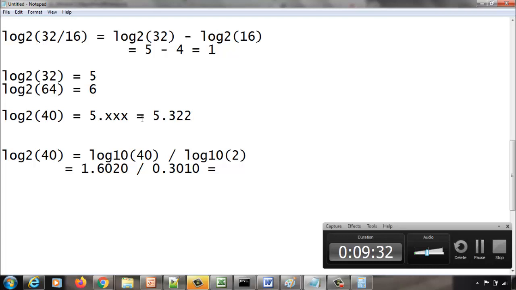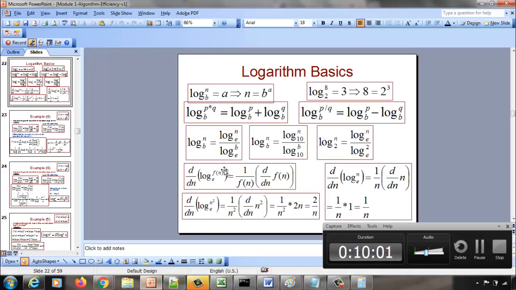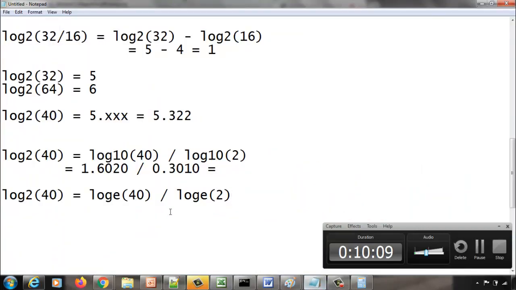Now you can get the same answer by using the base e. So let us try that. So log 40 to the base 2. Now I am going to use base e. So log 40 to the base e, I'll just say log e 40 divided by log 2 to the base e. So again the formula is log n to the base b is log n to the base e divided by log b to the base e, and that's what I've written here. So b is 2 and n is 40.